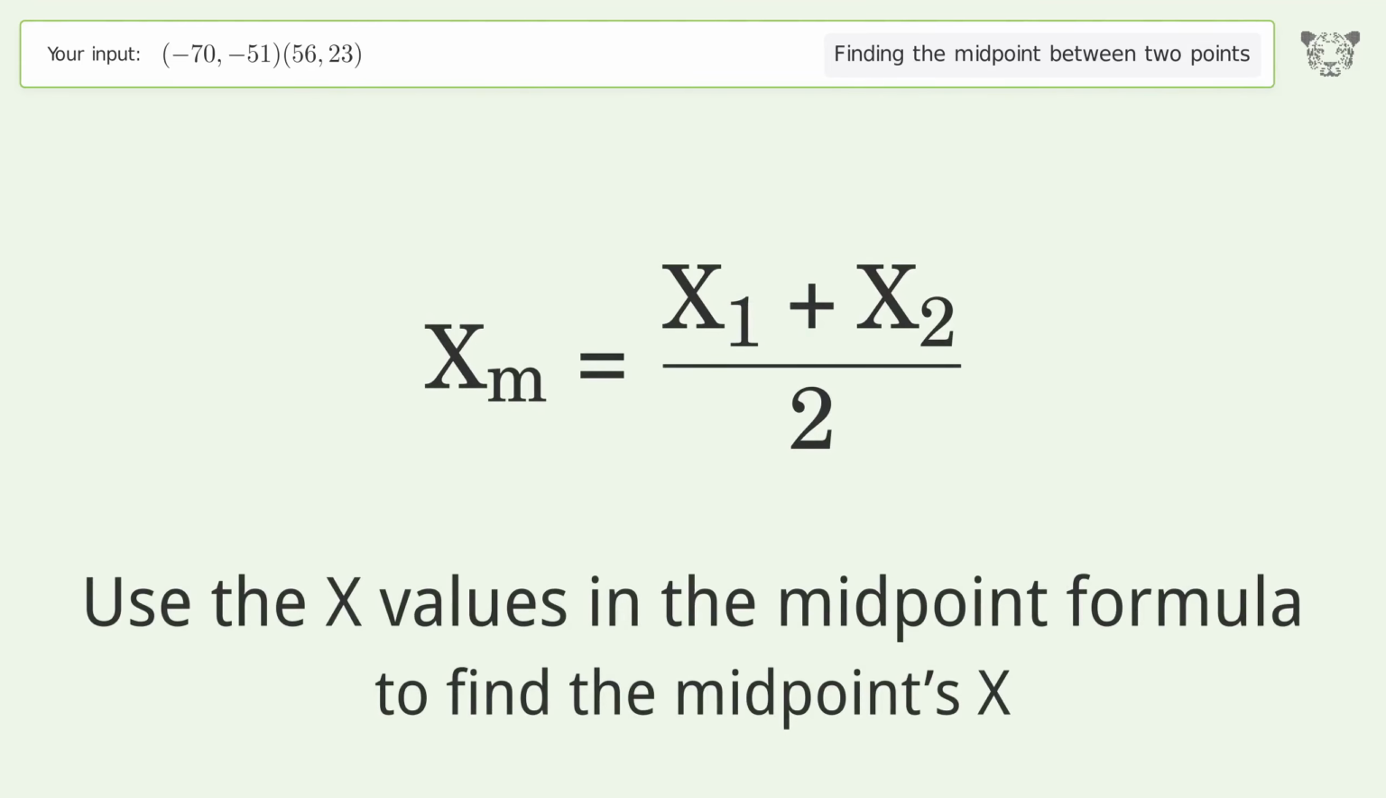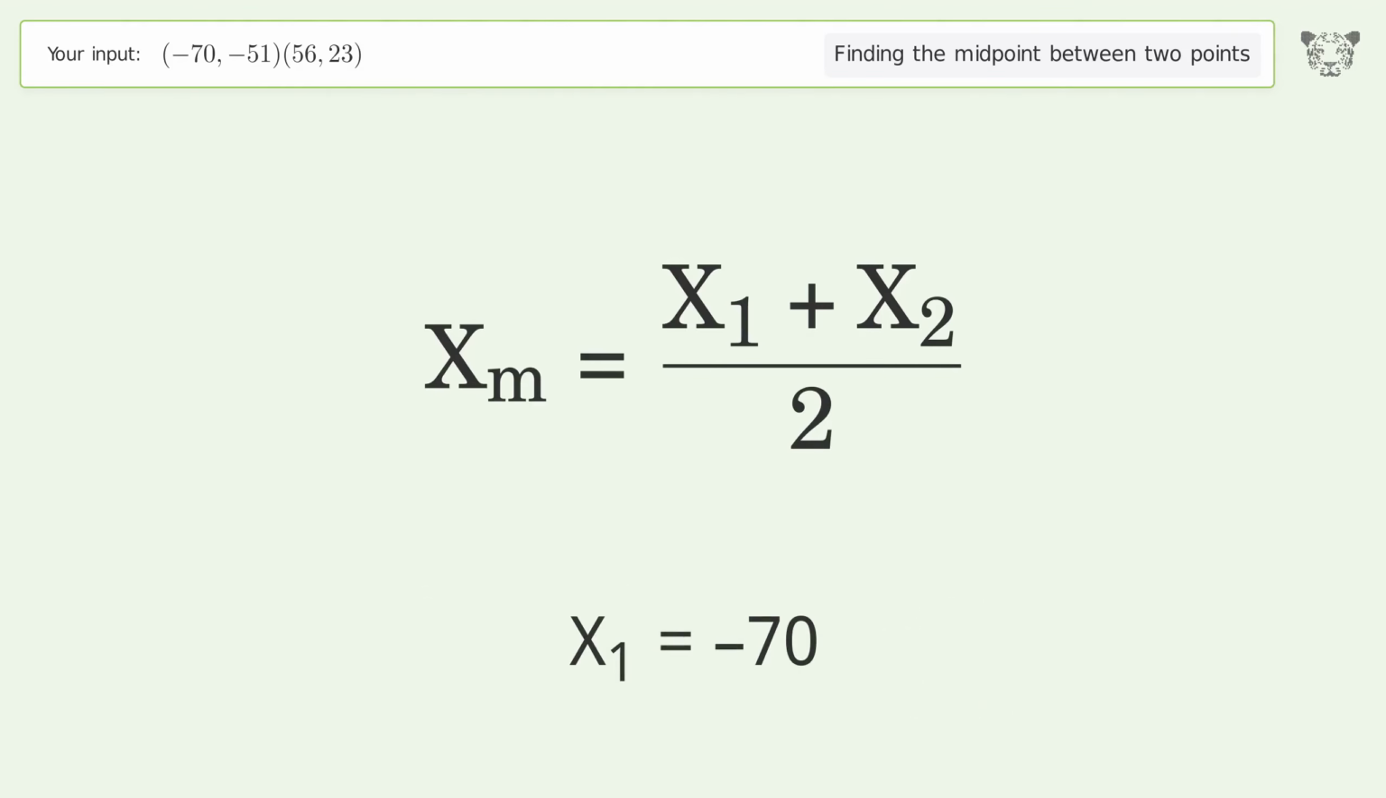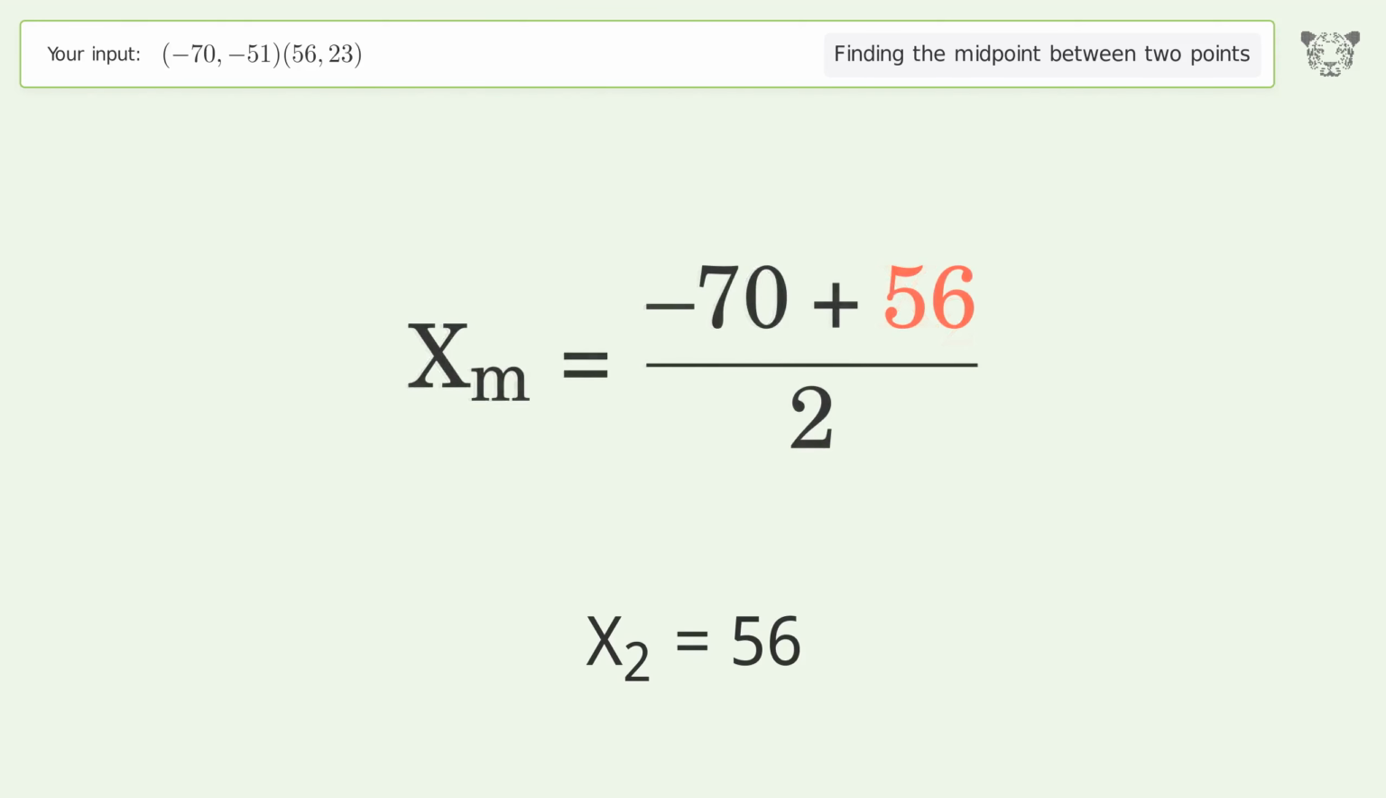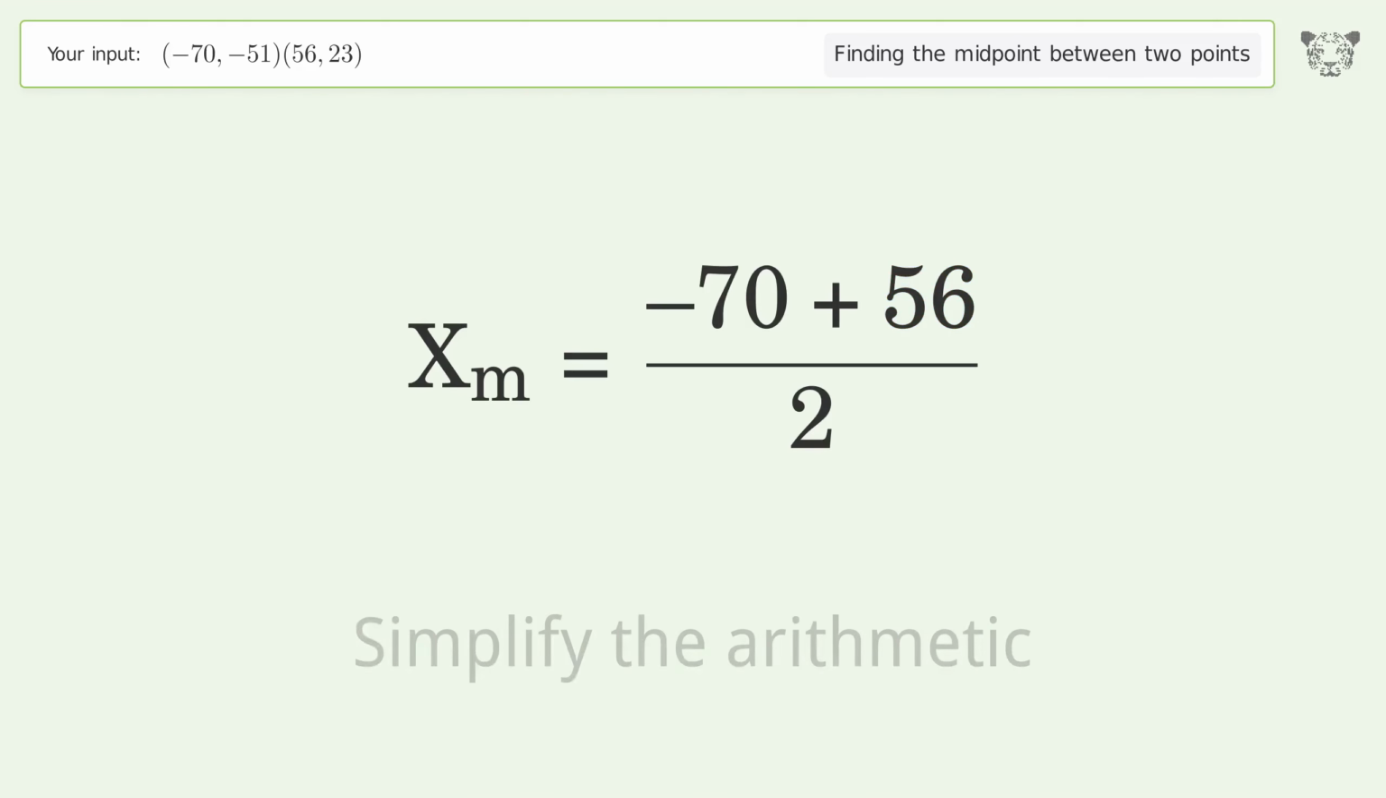Use the x values in the midpoint formula to find the midpoint's x. x1 equals -70. x2 equals 56. Simplify the arithmetic.